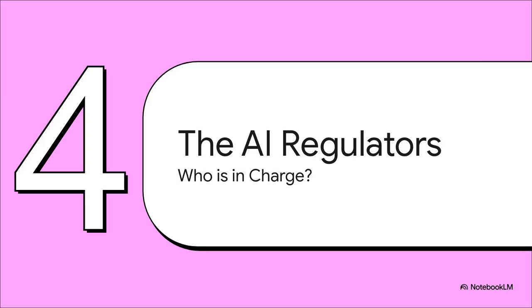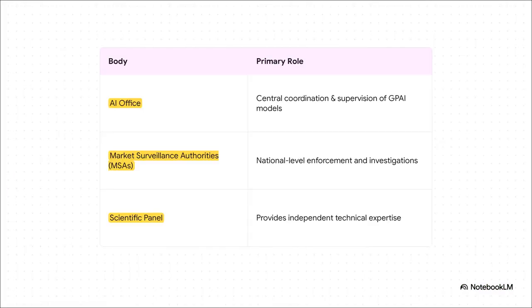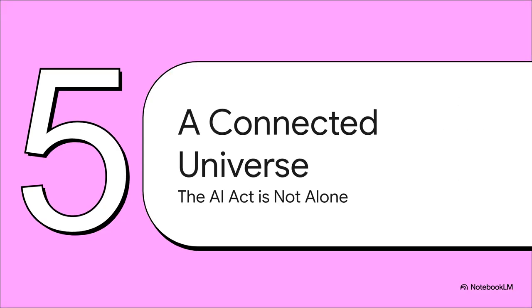So that begs the question, who are these regulatory bodies that AI creators are going to be dealing with? Well, the AI Act sets up a whole new governance structure with a few key players in charge of enforcement. It's a system with a few different layers. You've got the new European AI office at the top, handling the big picture coordination, especially for those really powerful AI models. Then you have the market surveillance authorities, the MSAs, at the national level. These are the boots on the ground doing the actual investigations. And to help them all, there's a scientific panel of experts to provide technical advice, making sure the decisions are well-informed.